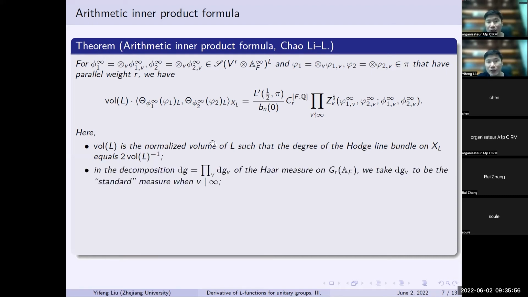And second, we also need to partially fix the Haar measure, because we are making explicit the contribution from the Archimedean place. So in the decomposition of the Haar measure on GR, we take the Archimedean one to be the standard measure.